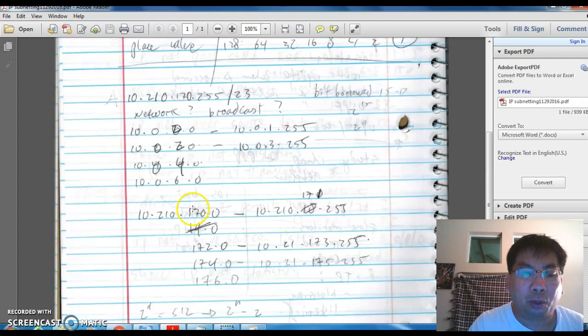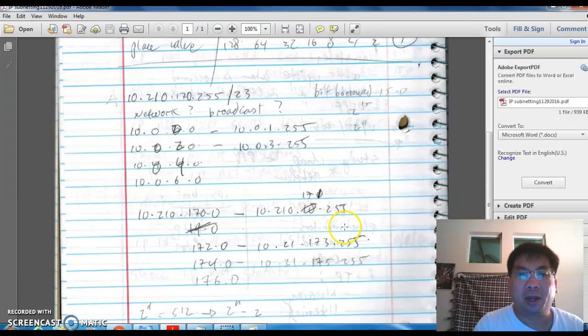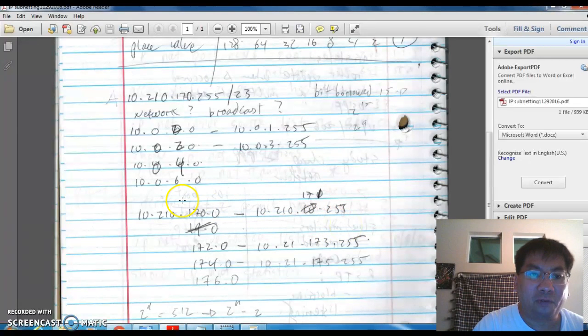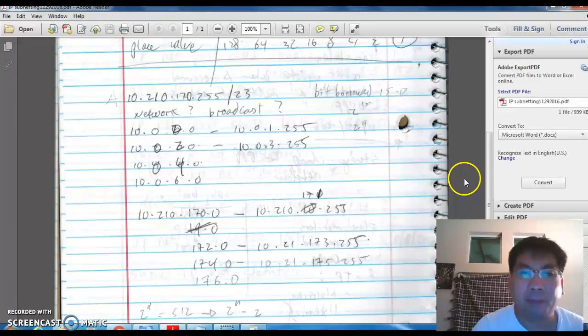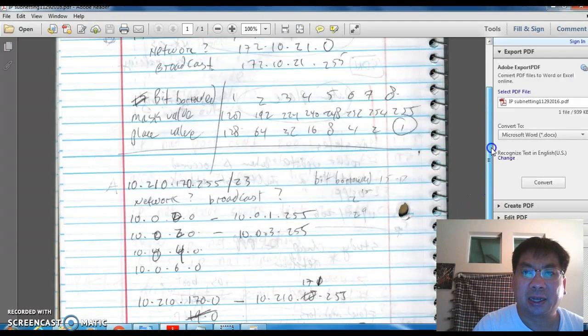Okay. This is the network 10.210.170.0 and the broadcast is 10.210.171.255. Okay. Remember, the next network is 172.0. So the last one is 171.255. Notice that from 170.0 to 171.255, how many hosts do you have? You have 510. Because the remaining bits are 9.